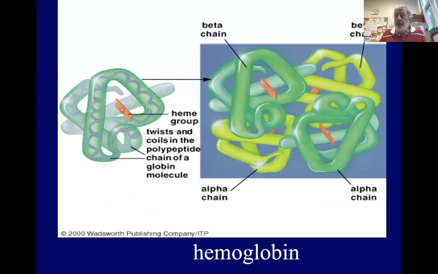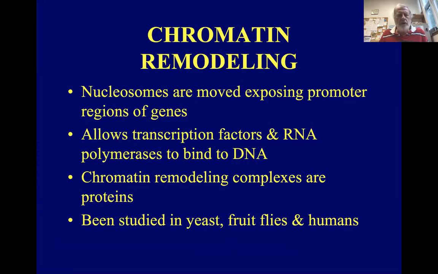And so here's our final hemoglobin molecule. Remember, a tetrameric molecule with 2 beta chains and 2 alpha chains. So with regards to the chromatin structure, chromatin remodeling refers to nucleosomes, or the histone portions of them, being moved, exposing different parts of the DNA, and this can expose promoter regions and so forth to transcription factors and RNA polymerases. It says this has been studied best in yeast, fruit flies, and in humans.